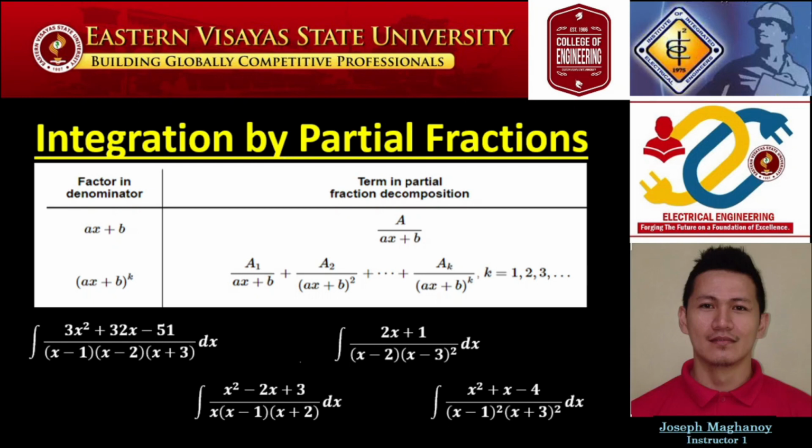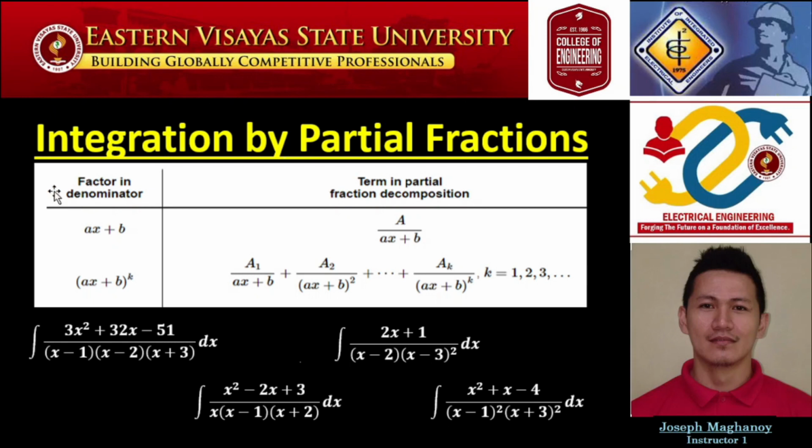A fraction in which the numerator and the denominator are each a polynomial in one variable, where the degree of the numerator is less than the degree of the denominator, is called a proper rational fraction. If such a fraction cannot be integrated directly, we have four conditions. Let's start with condition 1: fraction with distinct linear factors in the denominator.